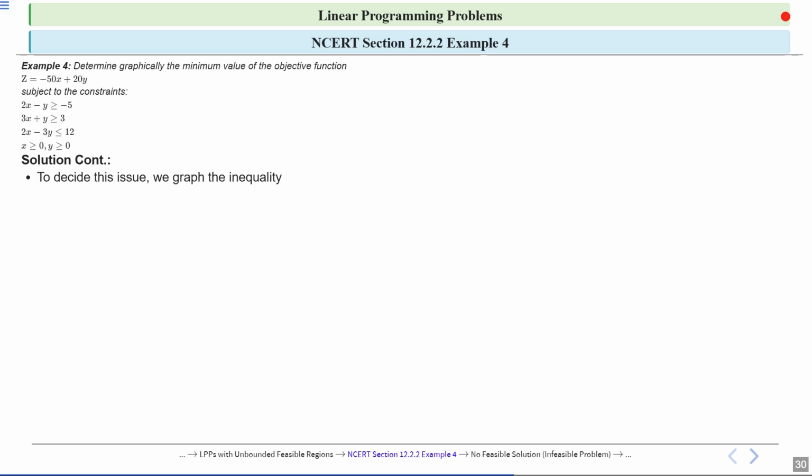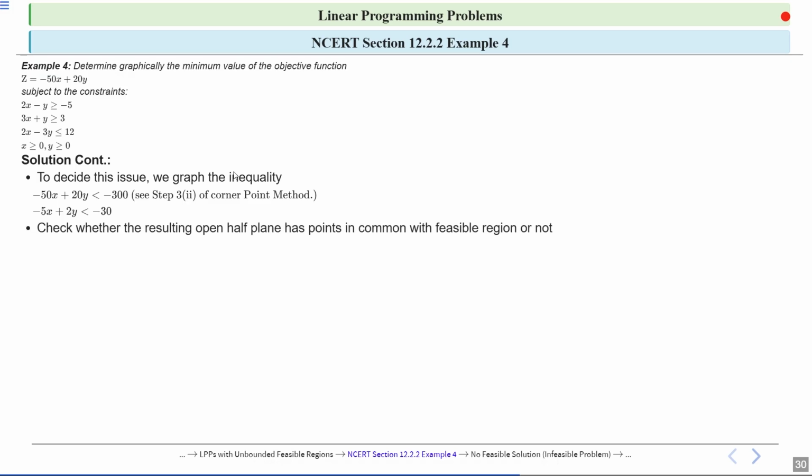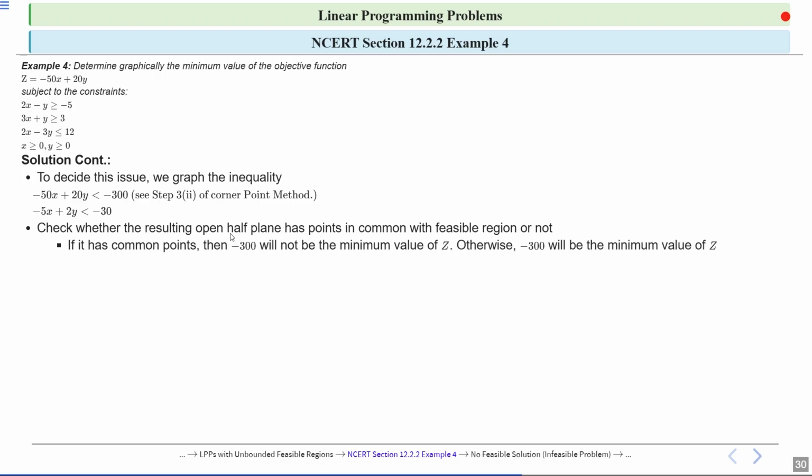To decide this issue, we graph the inequality, which means we draw a visual representation of all the solutions that satisfy the inequality on a coordinate plane: minus 50x plus 20y is less than minus 300. First simplify by dividing all terms by 10 to make the calculation easier. The resulting inequality becomes minus 5x plus 2y is less than minus 30. Then check whether the resulting open half plane has points in common with the feasible region or not.